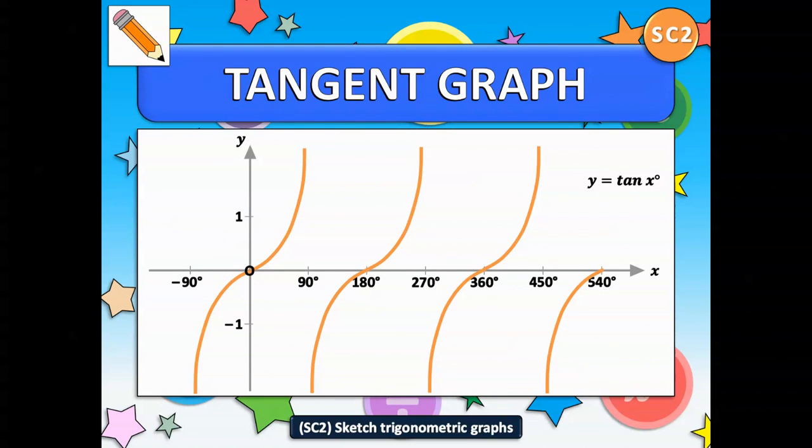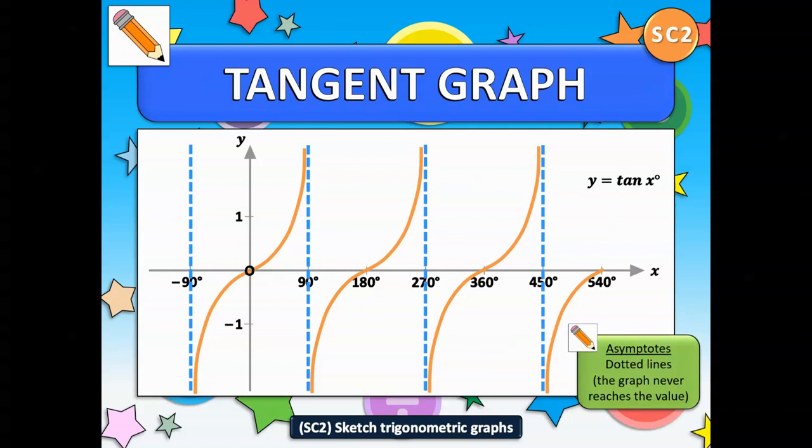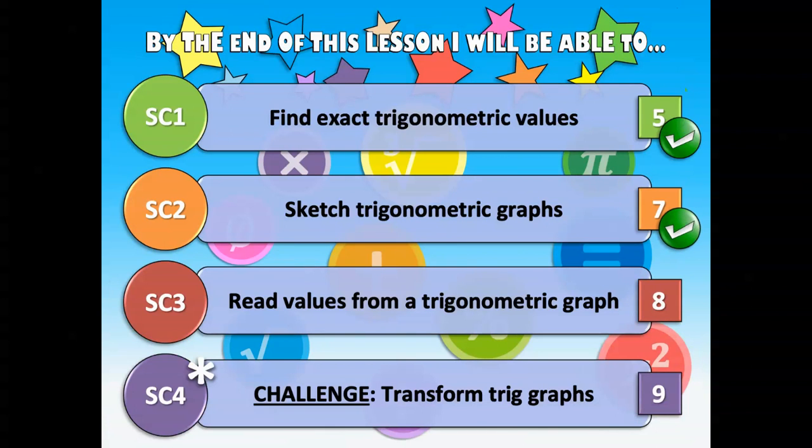This is the tan graph. You'll see that there are some points that the tan graph never touches. These are known as asymptotes, and we denote these with dotted lines. And again, note where the graph crosses the x-axis. And now we've completed success criteria 2.